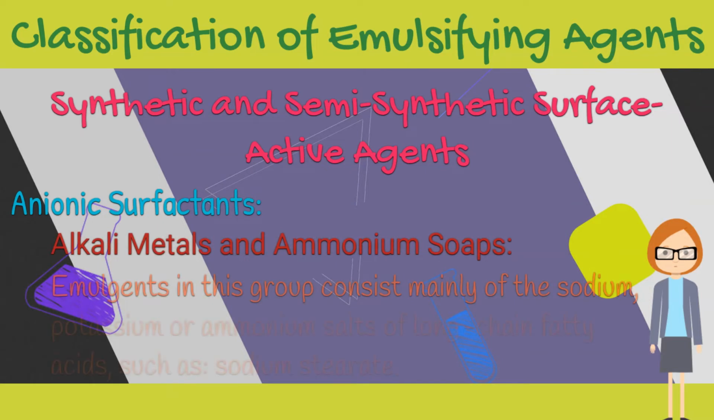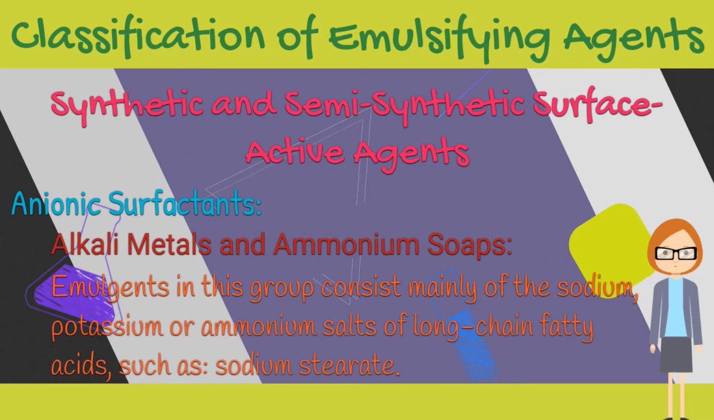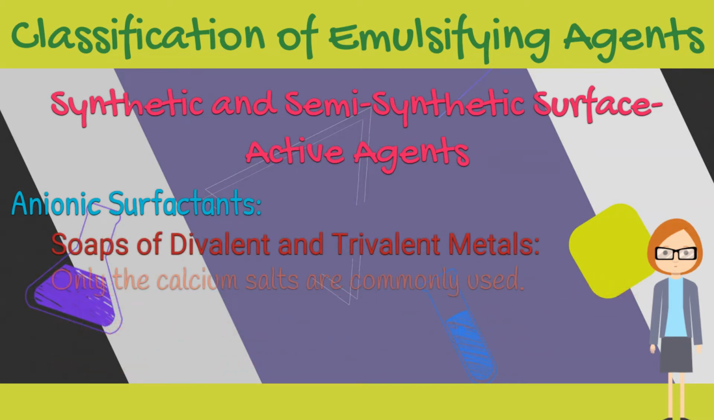Alkali metals and ammonium soaps. Emulgents in this group consist mainly of the sodium, potassium, or ammonium salts of long-chain fatty acids, such as sodium stearate. Soaps of divalent and trivalent metals. Only the calcium salts are commonly used.